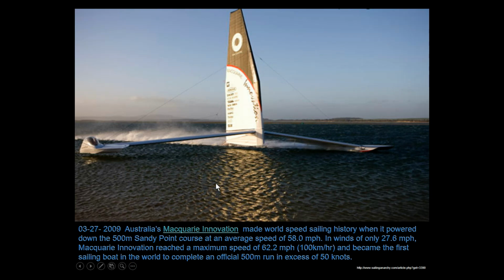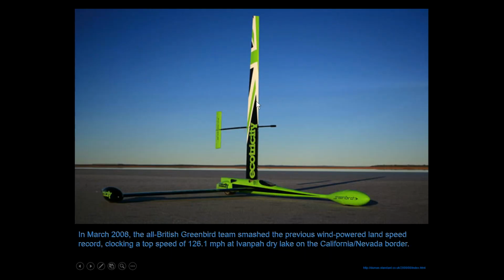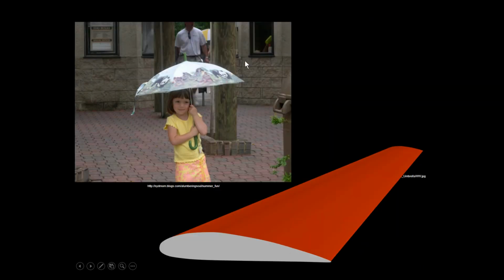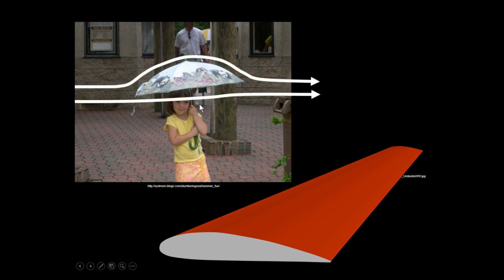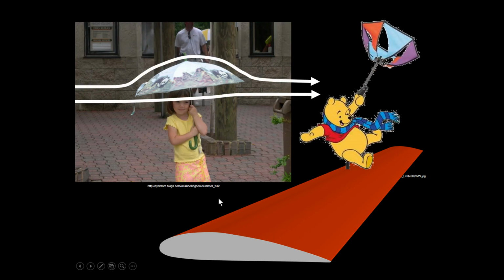You could use a rigid sail, and this is a sailboat that went 62 miles per hour, and that's impressive. This is a rigid sail for land, and that car went 126 miles per hour, and that is very impressive, but just using wind. The umbrella here is the shape of an airfoil, and you've got to be careful because as the wind blows across that, it can lift up, lowering the pressure and make you fly away.